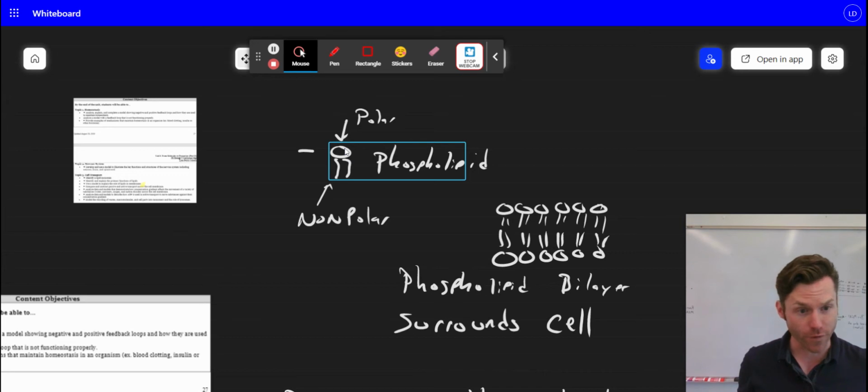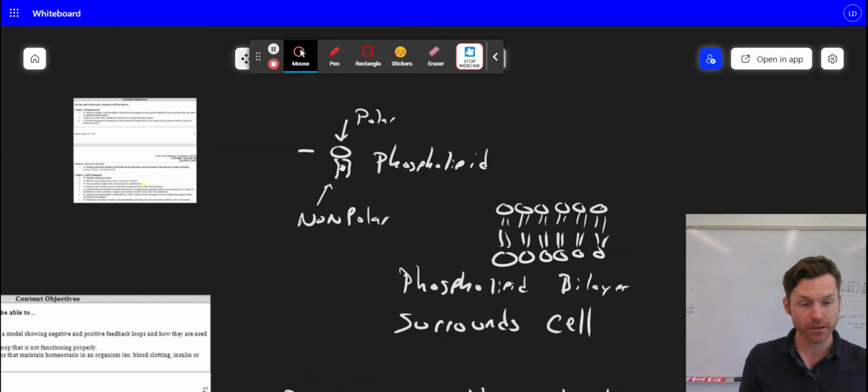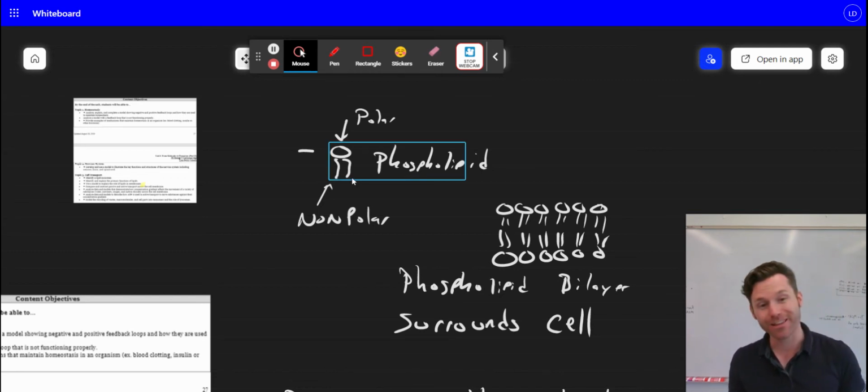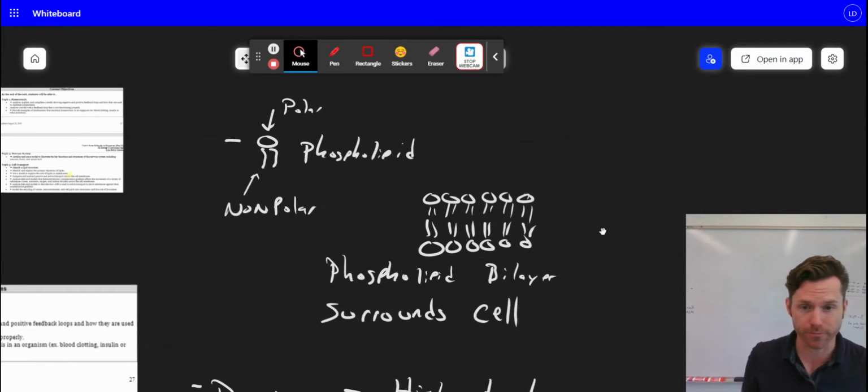The head, the phosphate, is polar, meaning that it is also hydrophilic. It likes water. It can deal with water. It doesn't mind water one bit. Cool? The lipids are nonpolar, making them hydrophobic. They don't like water. Right? Fats don't like water. Oils don't like water. Lipids don't like water. Okay? It also means that they don't like other polar substances just like water.